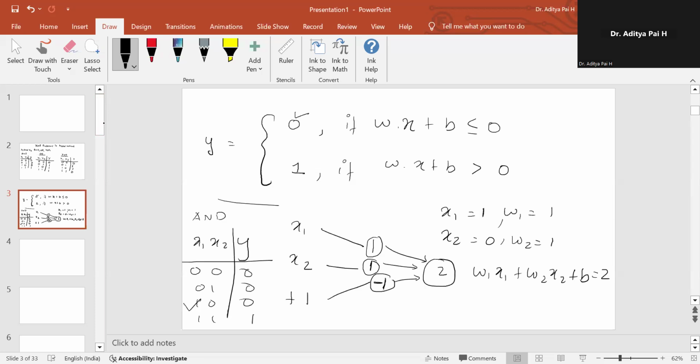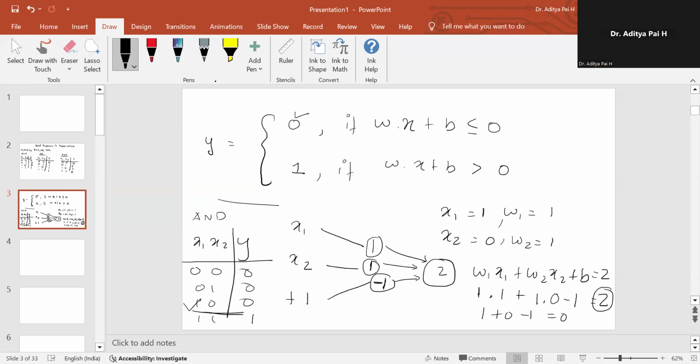Now w1 is 1, x1 is 1, plus w2 is 1, x2 is 0, plus b. What is b here? b is minus 1. So this is z, which is 1 plus 0 minus 1, which is 0. So your z will be 0, which is correct as per the truth table.